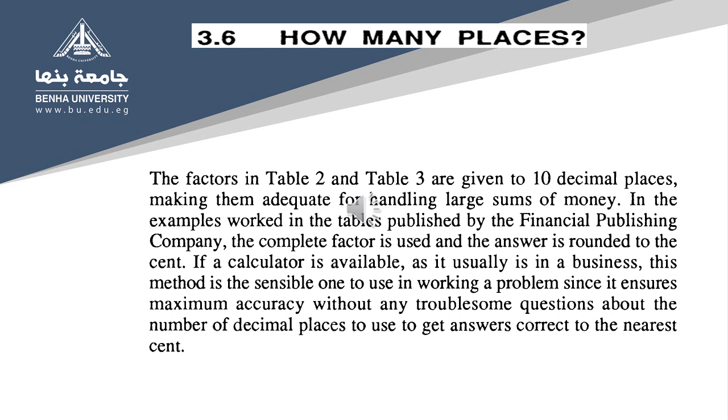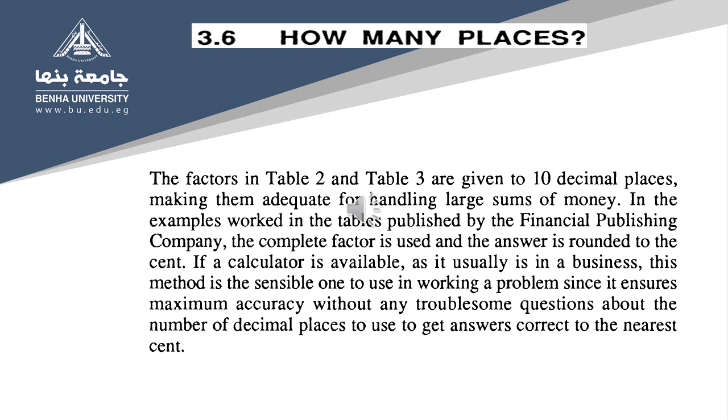How many decimal places? The factors in Table 2 and Table 3 in your book, in compound interest Chapter 3, are given to 10 decimal places, making them adequate for handling large sums of money. In the examples worked in the tables published by the financial publishing company, the complete factor is used and the answer is rounded to the cent.